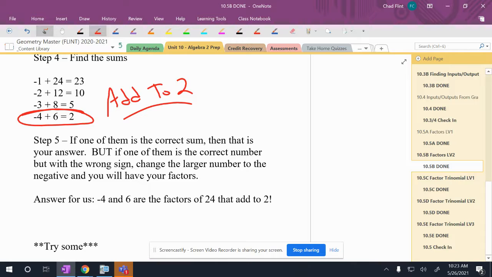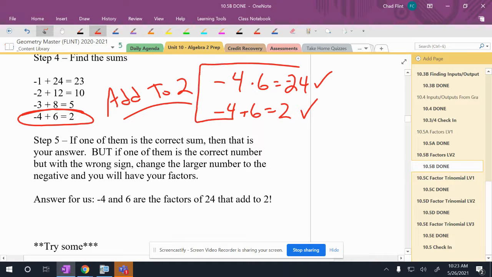All right, and what's happening here is negative 4 times 6 is negative 24. We wanted that to happen. Negative 4 plus 6 is 2. We wanted that to happen. That's why these are the factors that we want. All right, everything else didn't work.